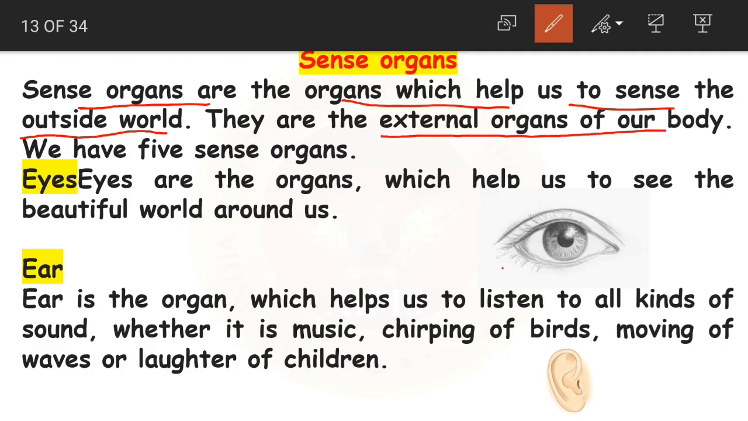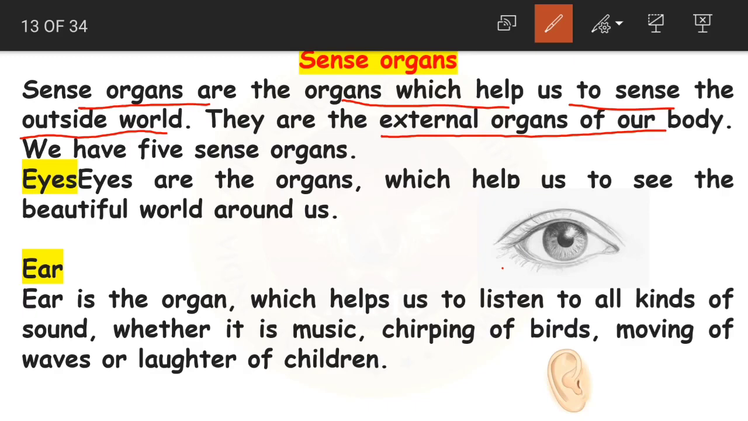If you see internal organs, like we have learnt about the digestive system, where you have the stomach, intestines, and liver, or in the circulatory system you have the heart, or we have kidneys and all that, all those parts are internal organs, but these sense organs are external organs. Like eyes, what are they for?